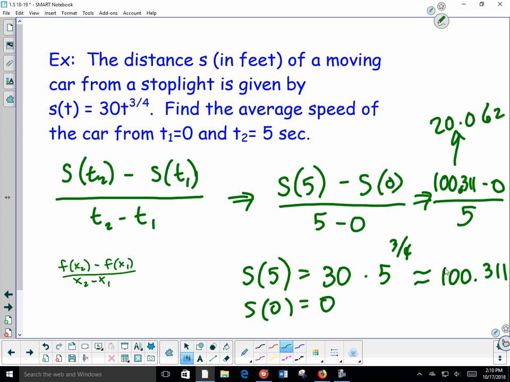So the average rate of change would be 20.062 what? Feet per second, right? All right, so 20.062 feet per second. Okay. That was the first part of what we need to talk about today.